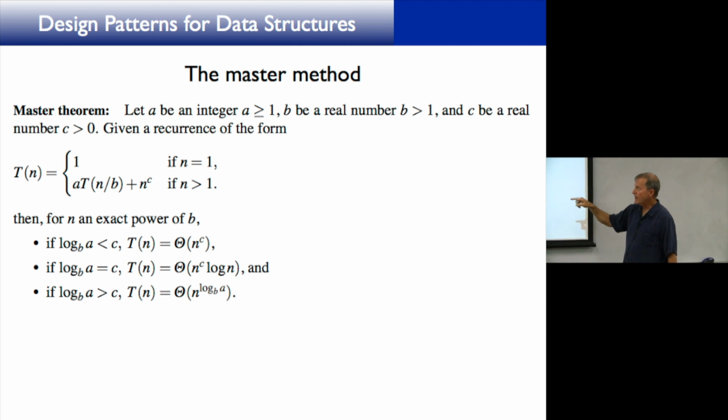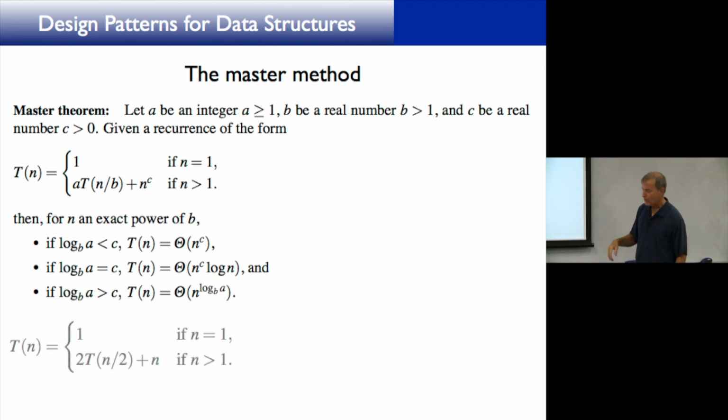It says then for n an exact power of b, if log base b of a is less than c, then T of n is big theta of n raised to the c power. It's just a cookbook. If log base b of a equals c, T of n equals big theta of n raised to the c power times log n. And if log base b of a is greater than c, then T of n equals big theta of n raised to the log base b of a. So it's just a cookbook.